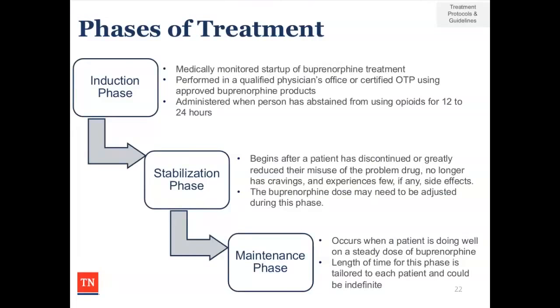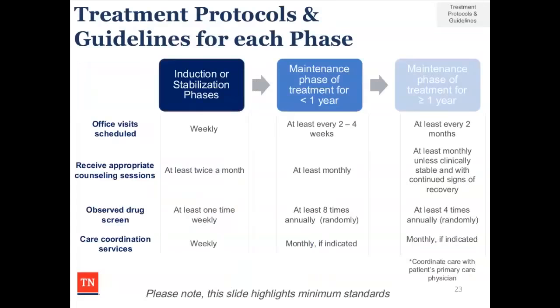And the maintenance phase is the ongoing phase. For the purposes of the program description, we have divided the maintenance phase into less than 1 year and greater than 1 year, understanding that maintenance is a long-term continuum that may have different types of elements required of it. This is a high-level snapshot and overview of the different protocols required for each of the phases. In the induction or stabilization phase, the program description outlines weekly office visits, for less than 1 year of maintenance every 2 to 4 weeks, and ultimately for the maintenance phase for members in treatment for greater than 1 year, at least every 2 months. That's for evaluation, continued treatment, and continued discussion about the drug therapy.